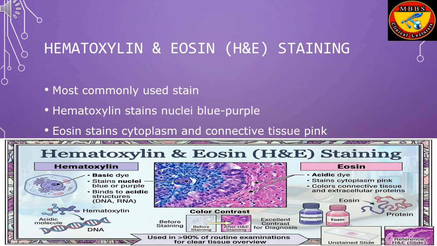Hematoxylin and Eosin, H&E, staining. The most widely used stain in histology is hematoxylin and Eosin, H&E. This staining method provides excellent contrast between different tissue components.